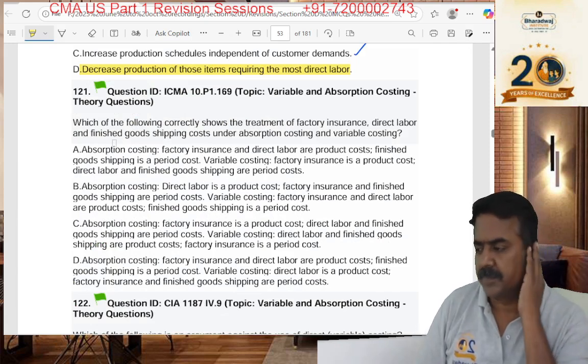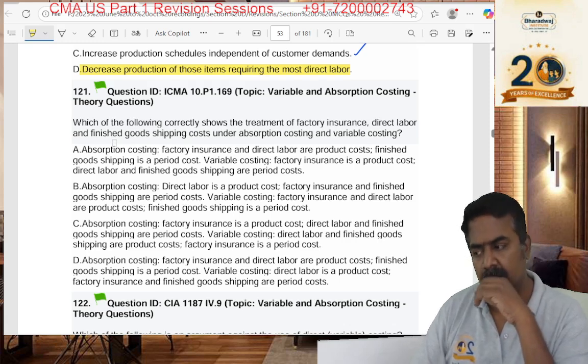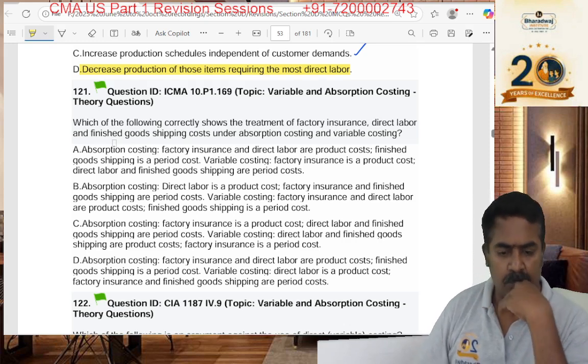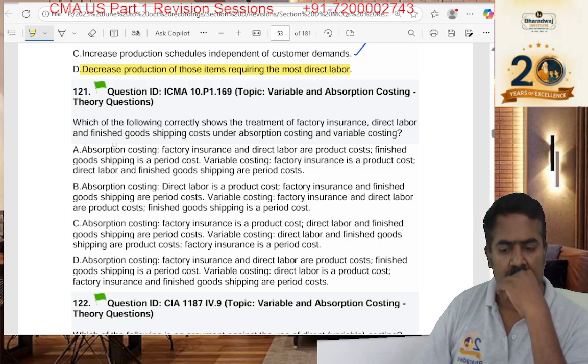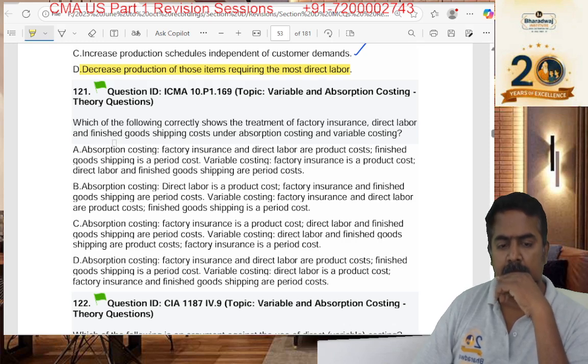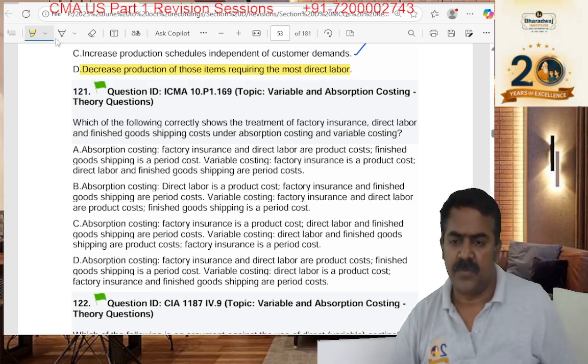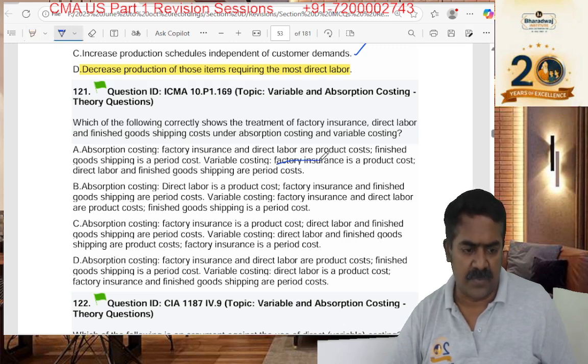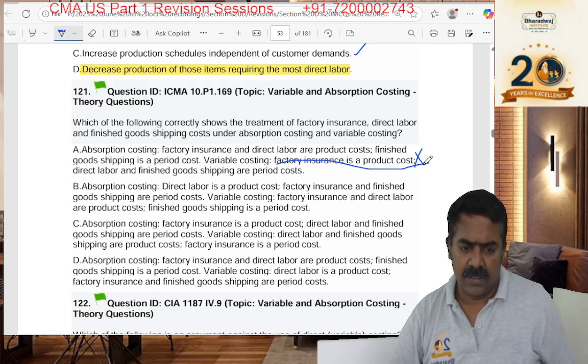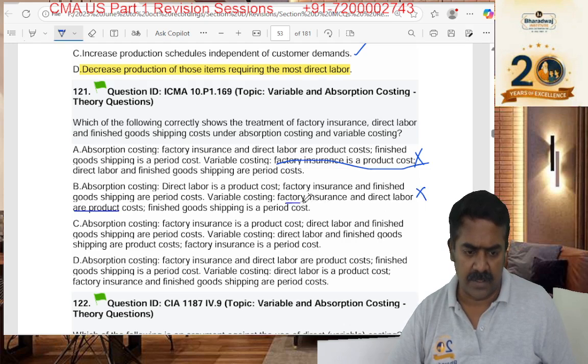Read this and answer. The first cannot be an answer because factory insurance is a fixed cost. That cannot be a product cost. And the second option also, it cannot be. Factory insurance cannot be the product cost.